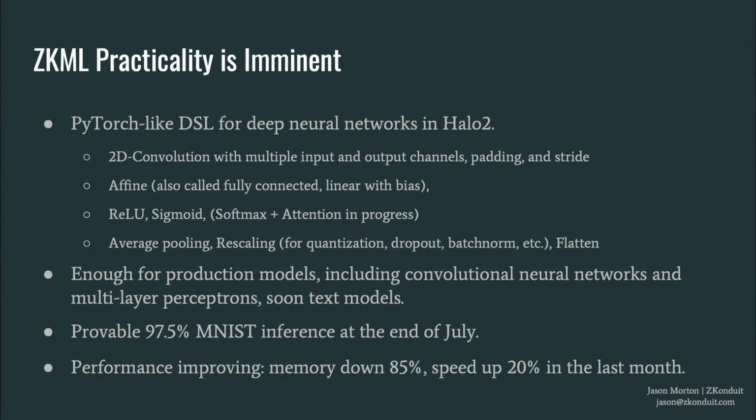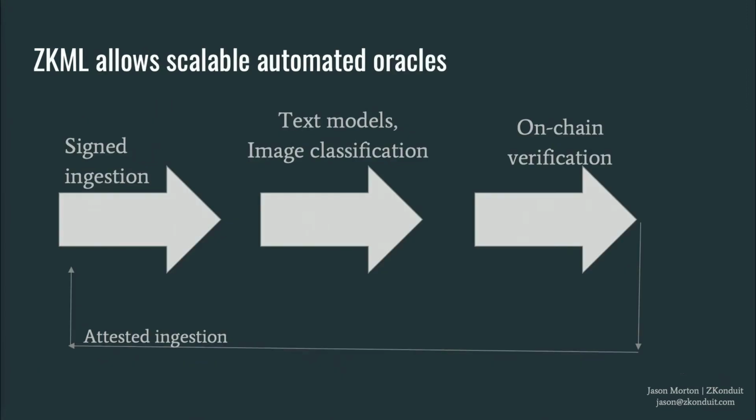And we achieved the hello world of machine learning, which is MNIST inference inside of a SNARK, in the summer. And it's getting better. In the last month, our memory usage, which is kind of our constraint, is down 85%, and the speed is up about 20%. So at this rate, we should have GPT fitting in I don't know how many months, but all we have to do is keep that up.